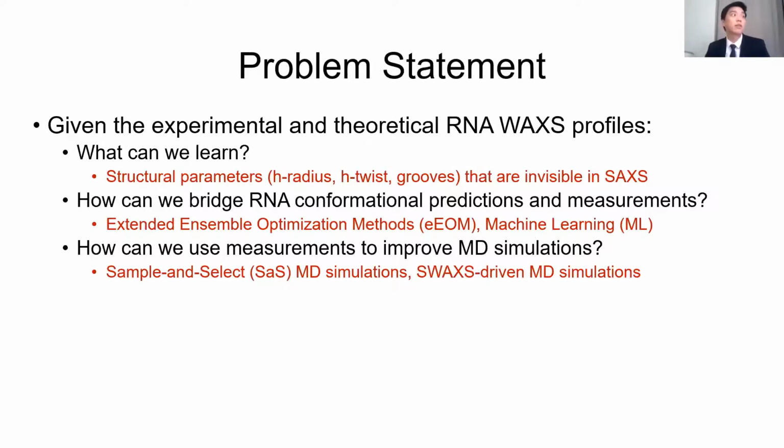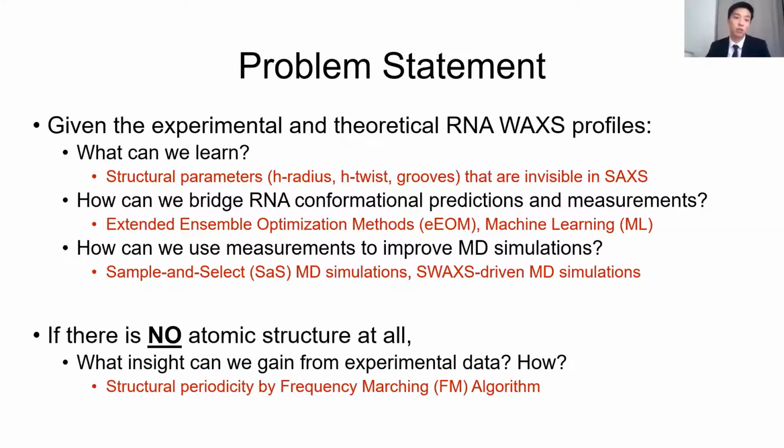And finally, I would like to conclude my talk by bringing back some of the problem statement. So given experimental and theoretical RNA WAXS profiles, we can actually learn very detailed structural parameters such as helical radius, helical twist, and major groove geometries. And those parameters are originally invisible in small angle. And we can also bridge RNA conformation predictions and WAXS measurement using the extended ensemble optimization method, which is a genetic algorithm or machine learning. And we can also improve MD simulations or tackle the MD sampling issue by using the experimental WAXS profile via a strategy called sample and select MD simulation, or even WAXS-driven MD simulations. And without any atomic structures at hand, we can apply the frequency matching algorithm to the experimental data only, and we can see the structural periodicity or phosphate arrangement of the molecular system.